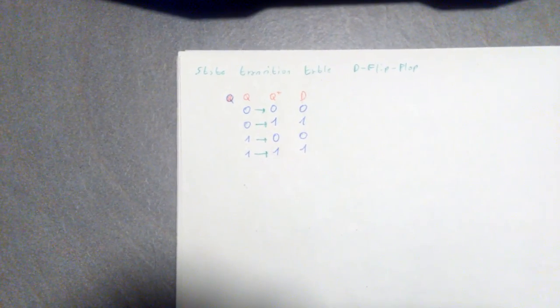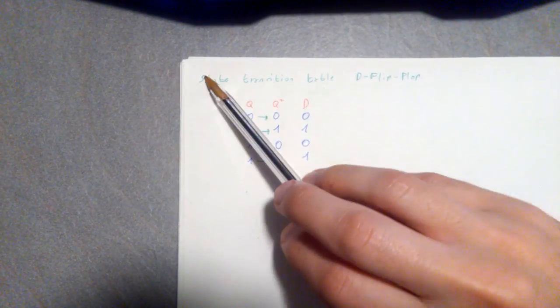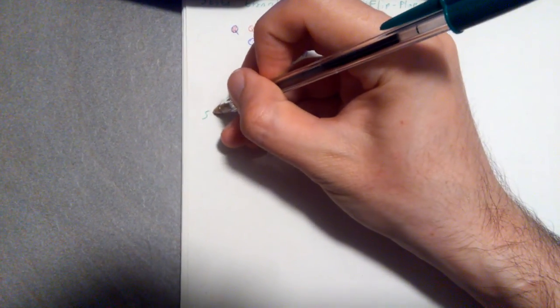All right, so I'll be talking about the state transition table for the RS, and after that, I'll be talking about the state transition table for the D flip flop. So now I'm gonna talk about the state transition table for the JK flip flop.